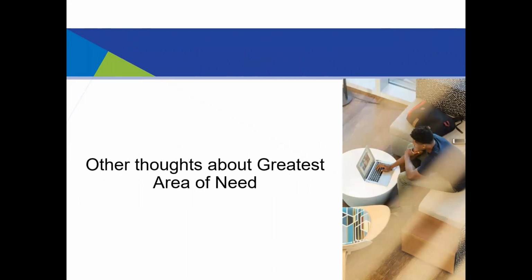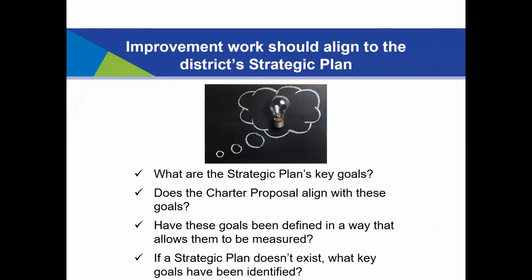Other areas of thought about greatest area of need. I think the biggest point I would want to make here is that improvement work, goal setting work, and monitoring of those goals should align to your district's strategic plan. Does your charter proposal, as an example, align with those key goals? That's an important consideration in terms of looking at this notion of system alignment, because with limited resources, you want to be able to make sure that you're demonstrating that you know what those district and school goals are, and that you're aligning your effort to improve toward those goals.